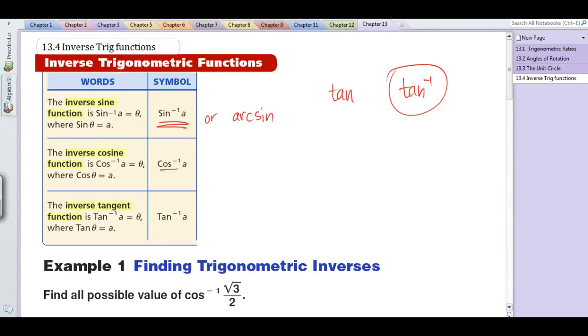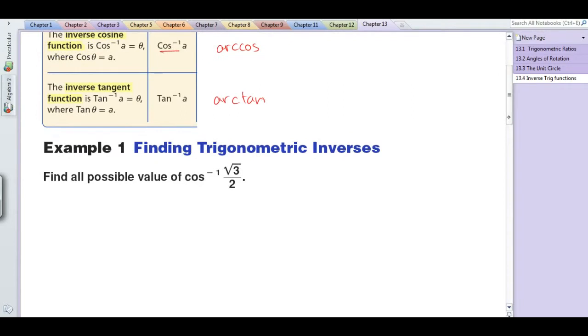Cosine, inverse cosine is written like that. It's called arc cosine. So you might see somebody write it as arc cosine. And guess what? Arctan is also one that we see. Now, again, it undoes whatever's going on. But really the most important thing to understand is that it finds the angle. So your answer to an arc question is an angle. And that's super important.